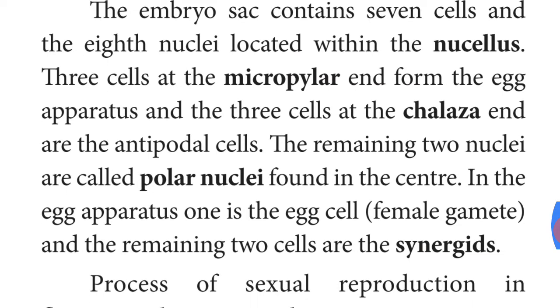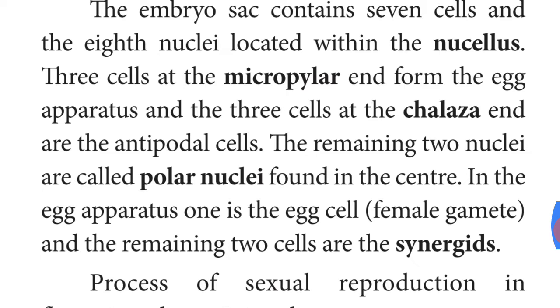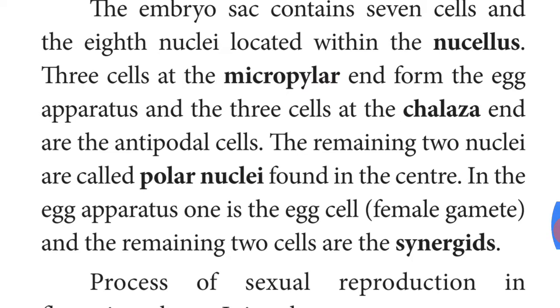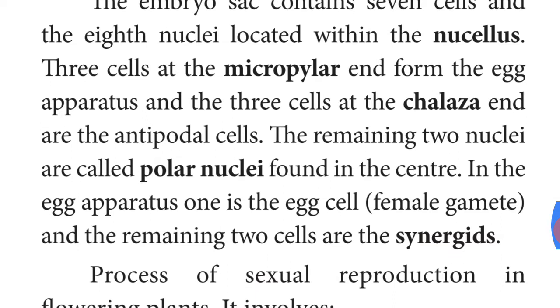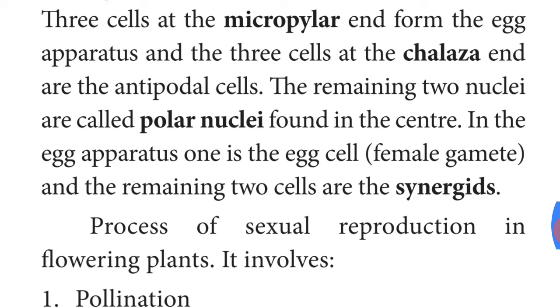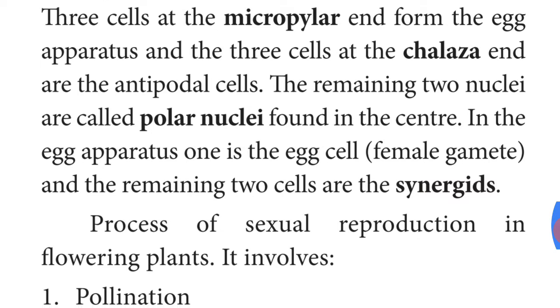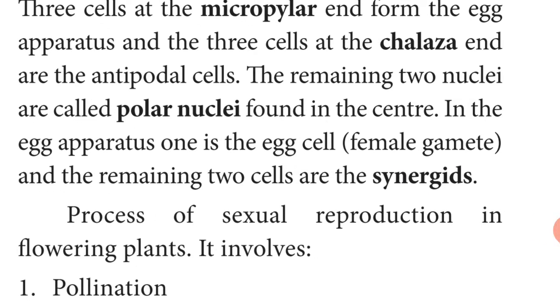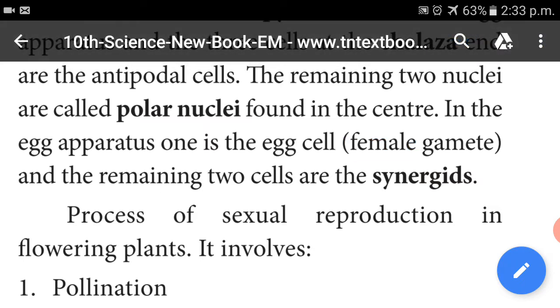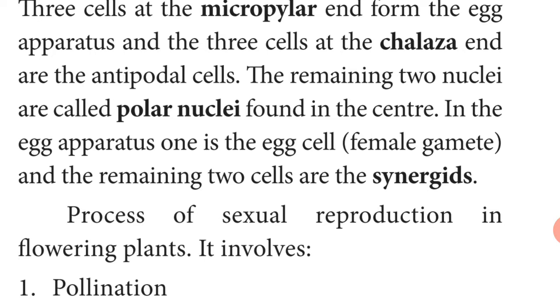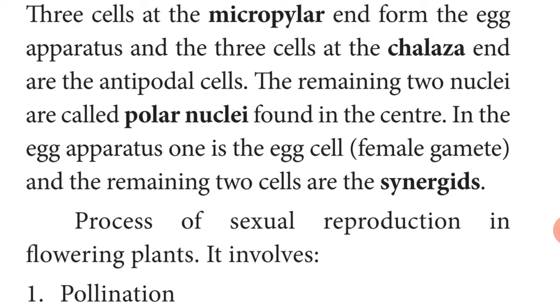Next, in the chalazal region, three antipodal cells are there. In the center, two nuclei are present, called polar nuclei. In the egg apparatus, one is the egg cell and the remaining two cells are the synergids. In the micropylar region, there are three cells: the egg cell and two synergids. Do you understand?